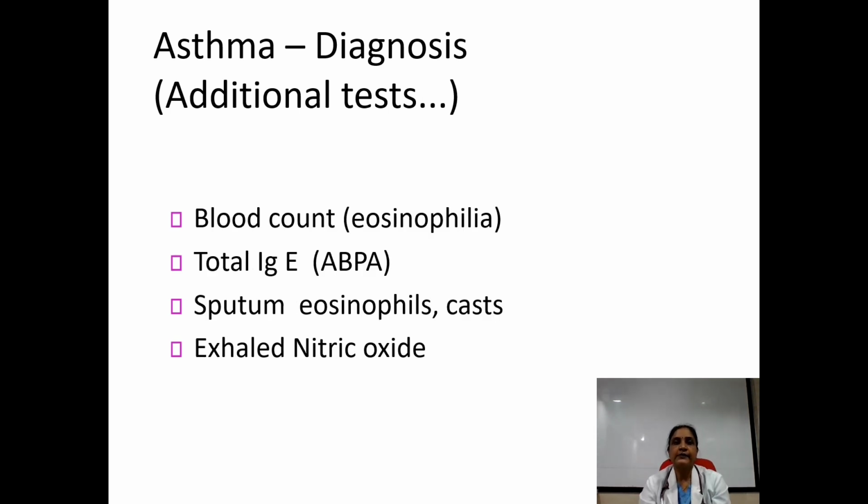As additional tests for diagnosis, you should do CBC and total IgE. IgE does not help only for atopic asthma, but also in difficult-to-treat asthma like ABPA. Then there are sputum eosinophils and sputum cast, which will help in the diagnosis of asthma. And there is exhaled nitric oxide.